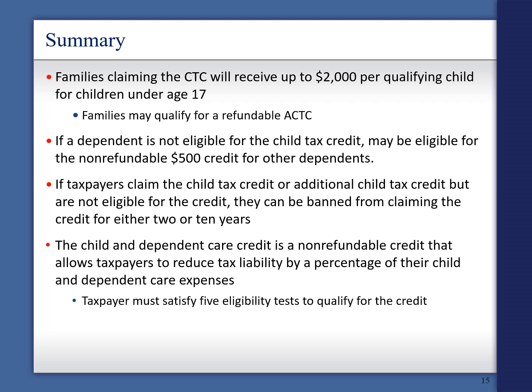Let's take a look at what we learned this lesson. Families claiming the child tax credit will receive up to $2,000 per qualifying child for children under age 17. If a dependent is not eligible for the child tax credit, they may be eligible for the non-refundable $500 credit for other dependents. It's important that they satisfy the 5 eligibility tests to qualify for the credit, and make sure that we check intake and double check for error. We'll see you next lesson.